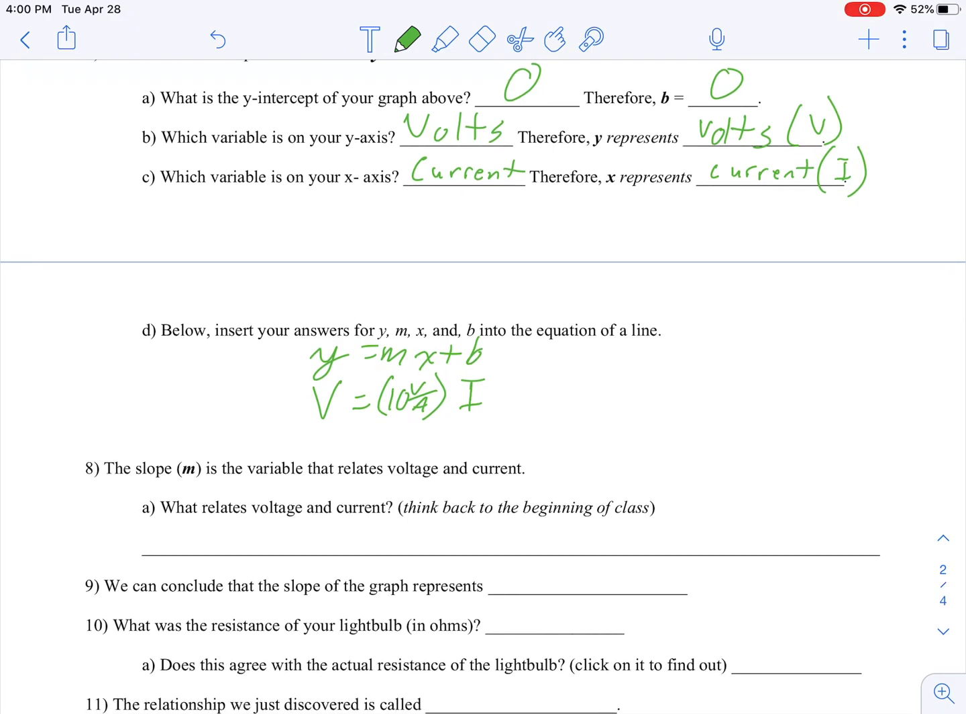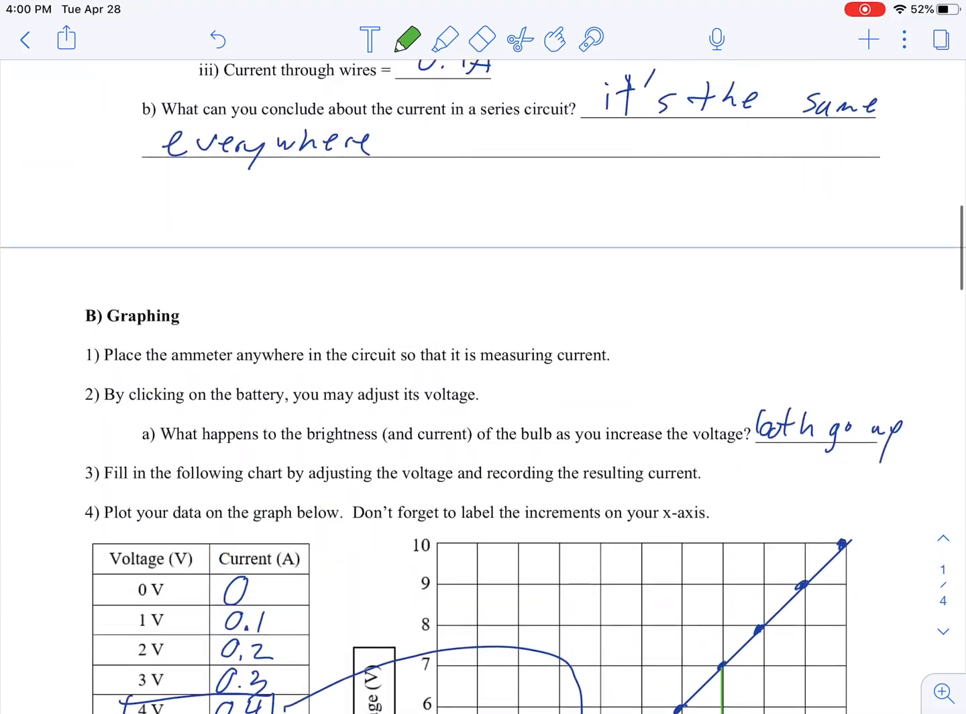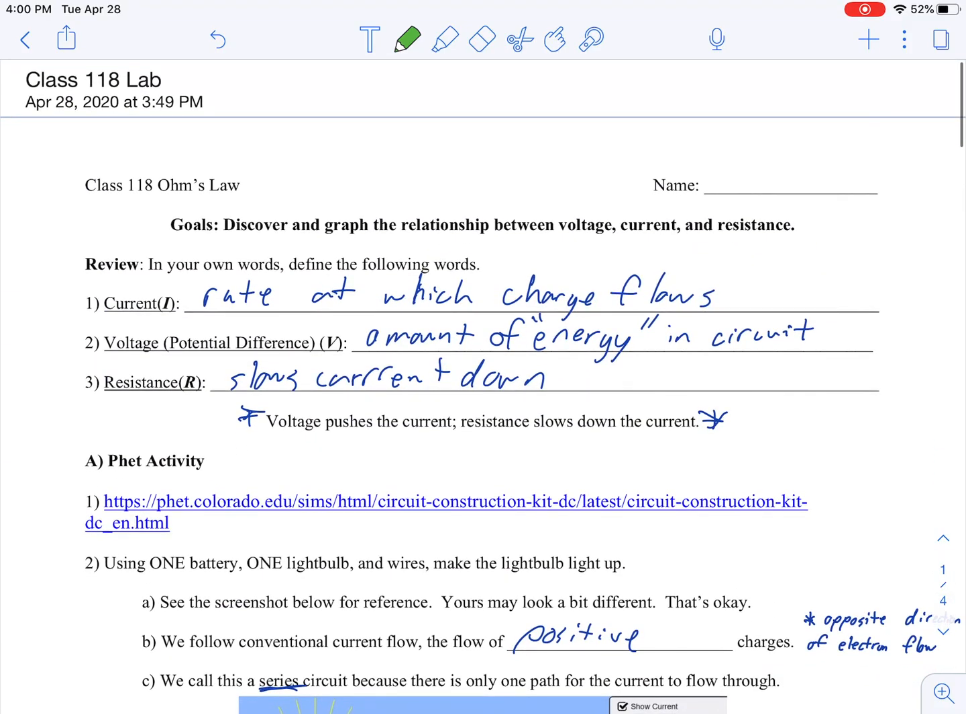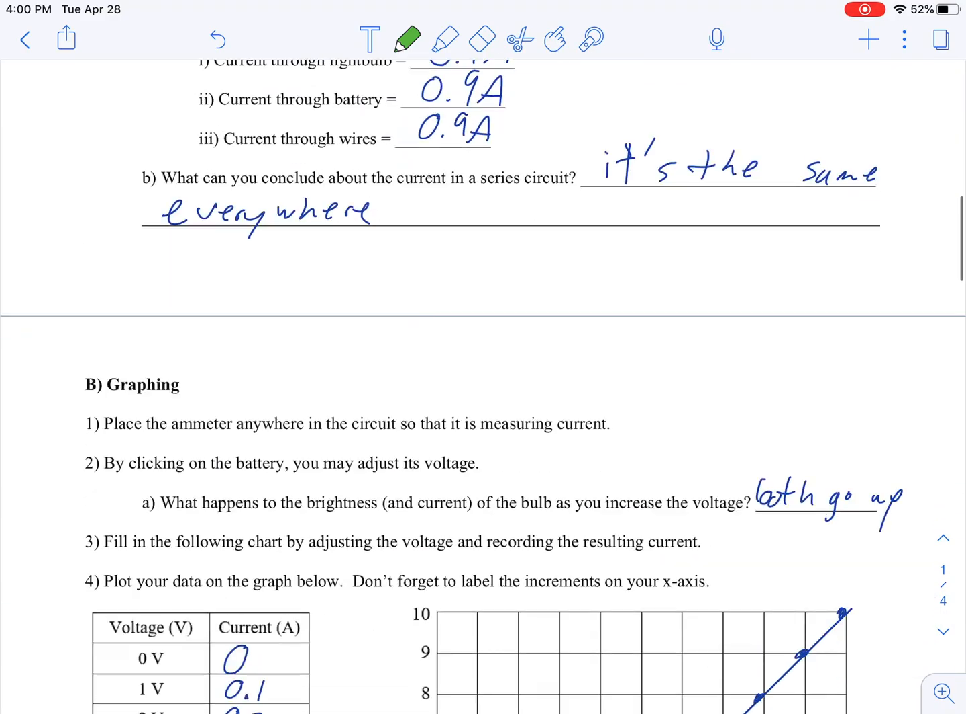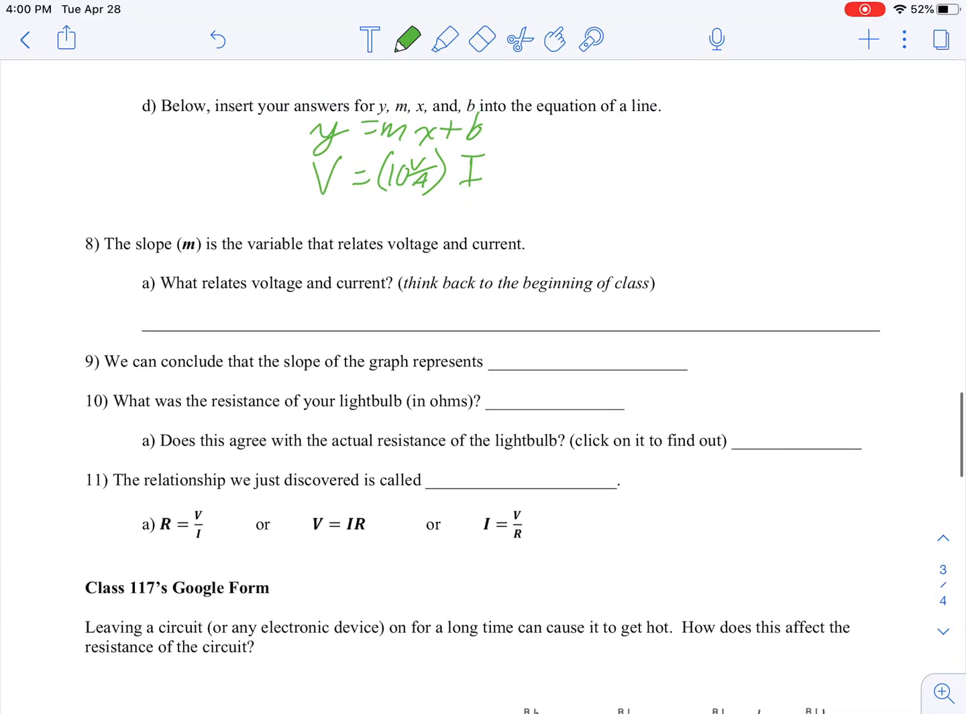Now the slope is the variable that relates voltage and current. Think back to the beginning of class. What did I say relates voltage and current? What's that other thing? It's resistance, right? Remember, voltage pushes the current and resistance is what holds it back. So the slope is actually the resistance.